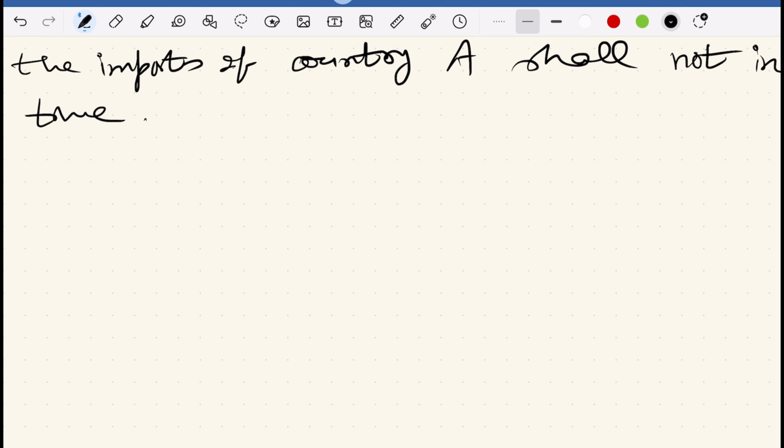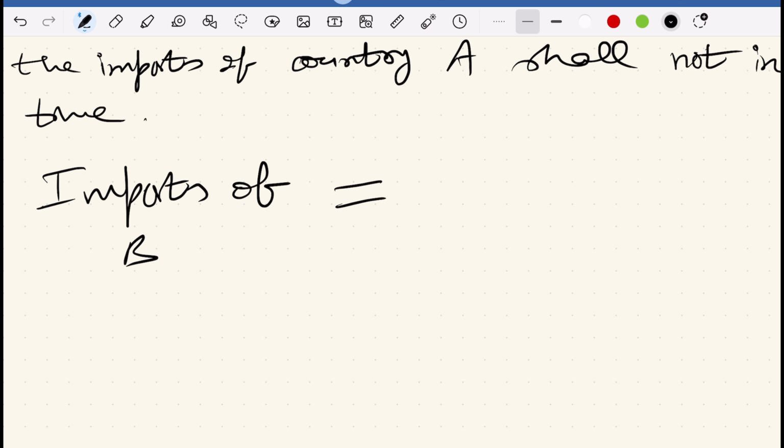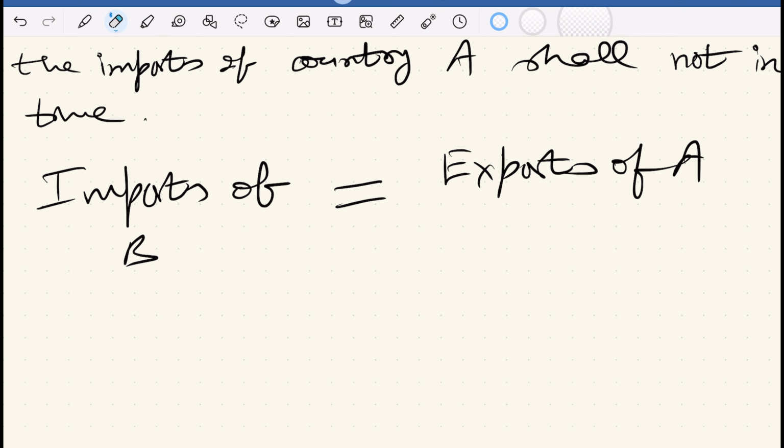So now, let's talk about the imports done by the developing country. So imports of the developing country are nothing but exports of the developed country, the advanced country. Now what is going to happen here?